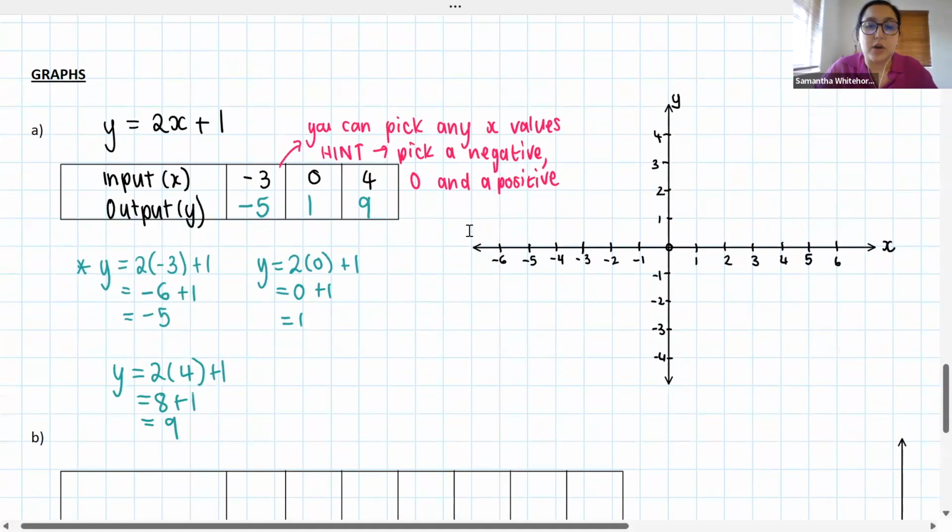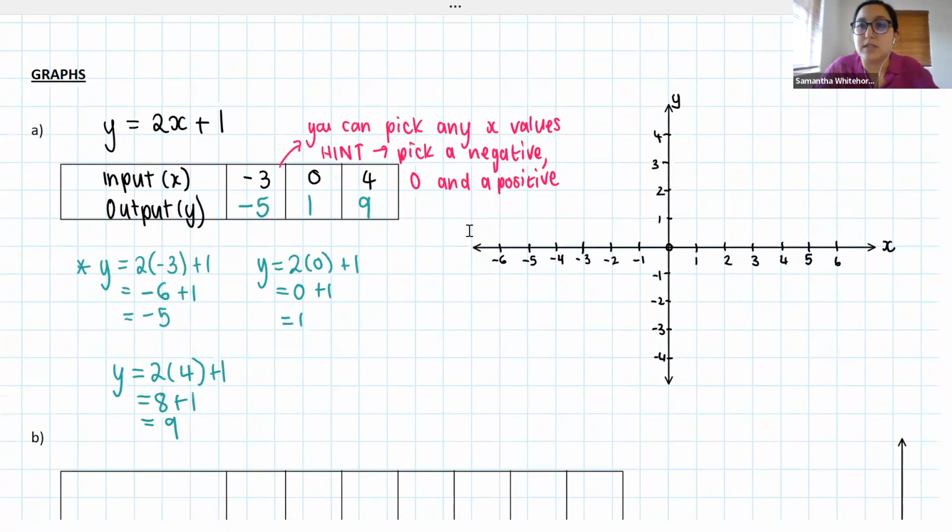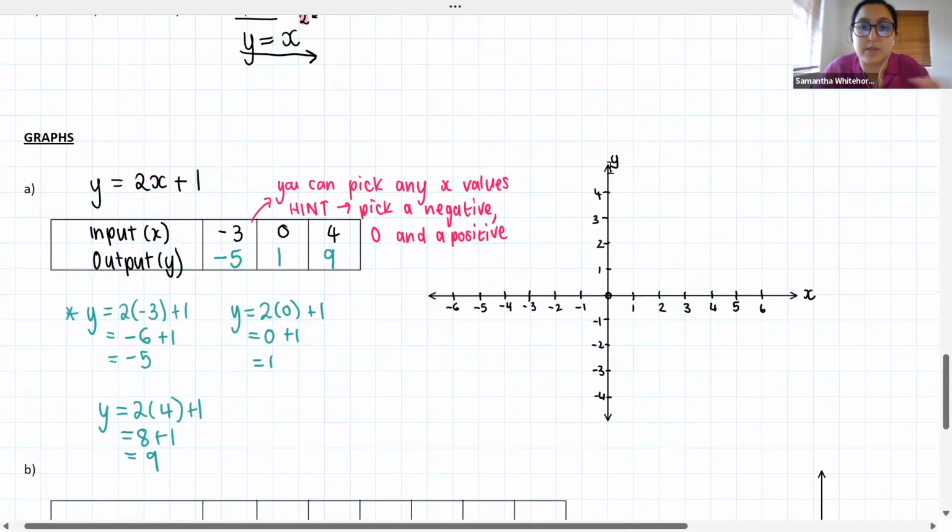All right, now that we've got these, we have some coordinates that we can go and plot. As I'm doing this, I've obviously not done my axes big enough, because you know how I am.